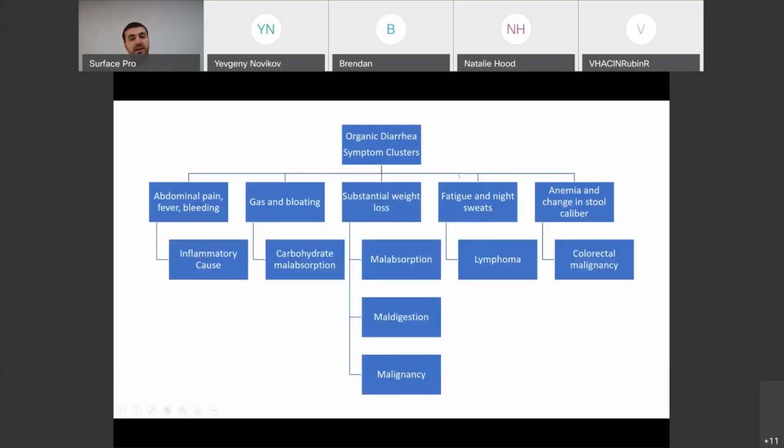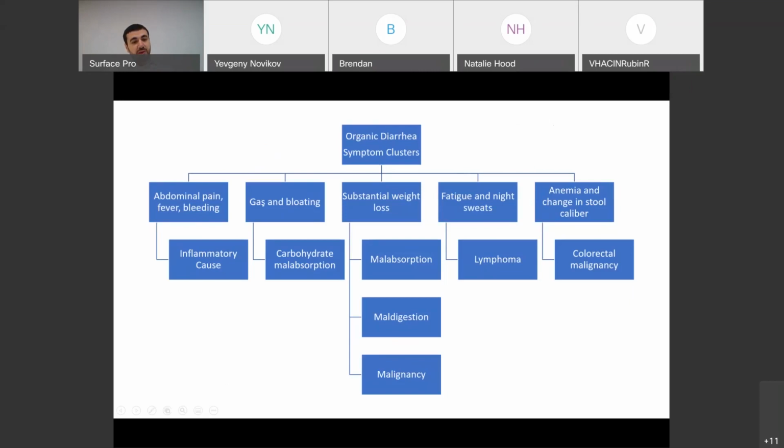When we talk about organic diarrhea, there's certain symptom clusters to be aware of. If you break it down into these symptom clusters, it'll make it easier for you to pick up on important symptoms. So abdominal pain, fever, and bleeding are going to be associated with inflammatory causes. We're thinking like infectious inflammatory causes and IBD, for example.